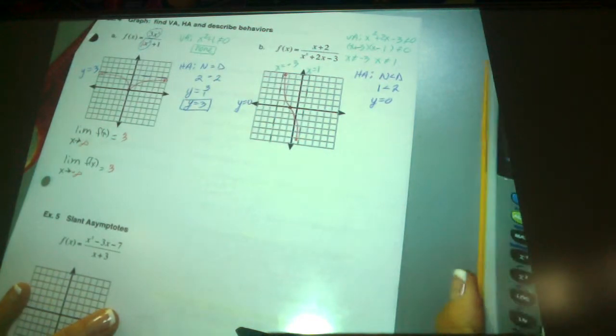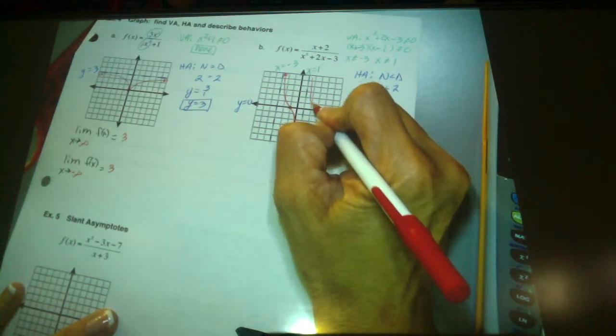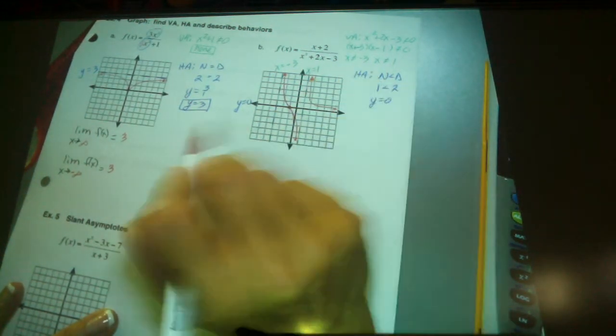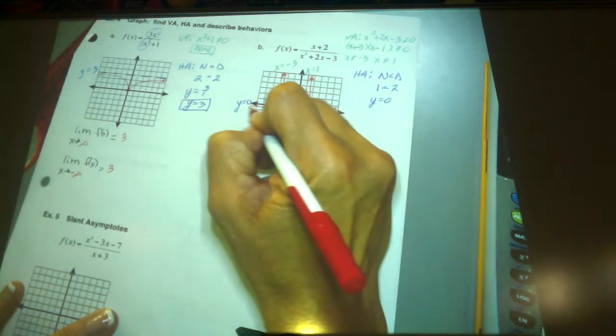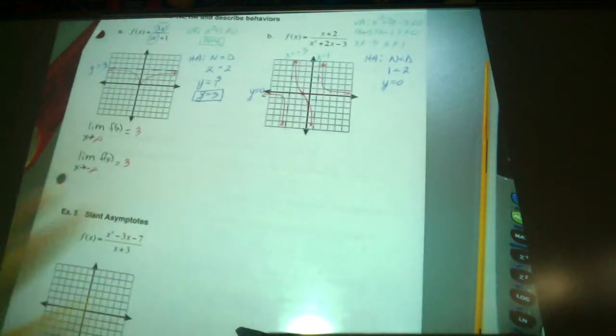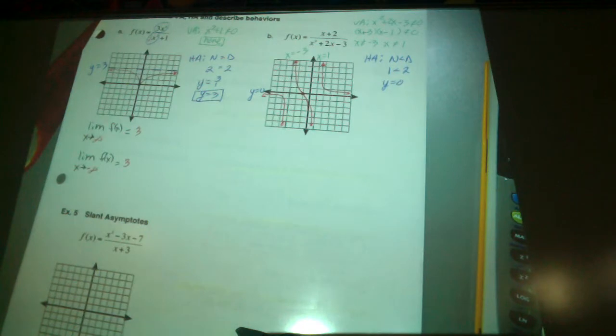And then I have my right swoop up here approaching these 2 asymptotes, and my left swoop down here approaching those 2 asymptotes. Yes? Let me see your calculator. You have to put the numerator x plus 2 in the parentheses, because otherwise you're just taking 2 and dividing it by 4. Are we all good and okay?